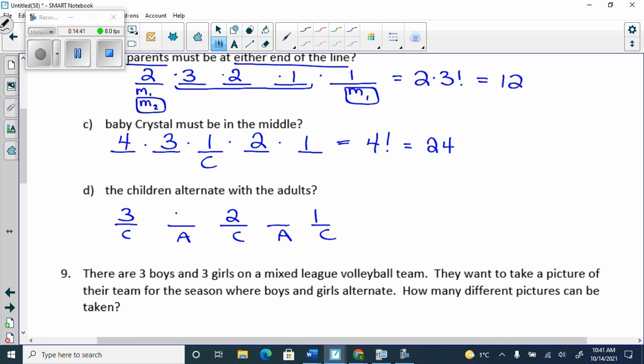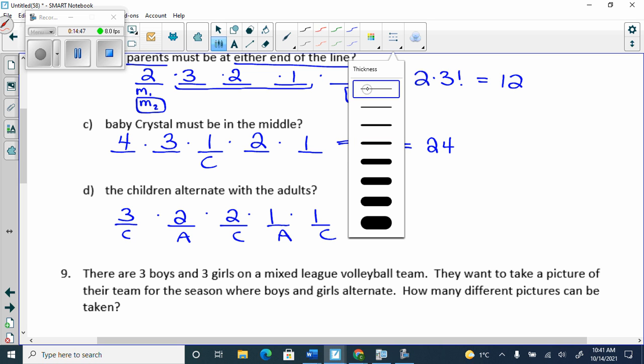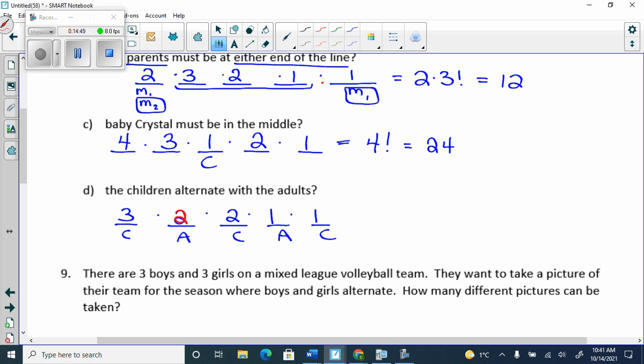And then adults? 2. Now, if we do these in different colors so you can see them, this would be 3, then 2, then 1, correct? So how could they write this out? The blue represents what? 3 factorial, and the red represents 2 factorial. So they could write this as 3 factorial times 2 factorial, or 3 factorial times 2, because 2 factorial is just 2, or the answer, which is 12.